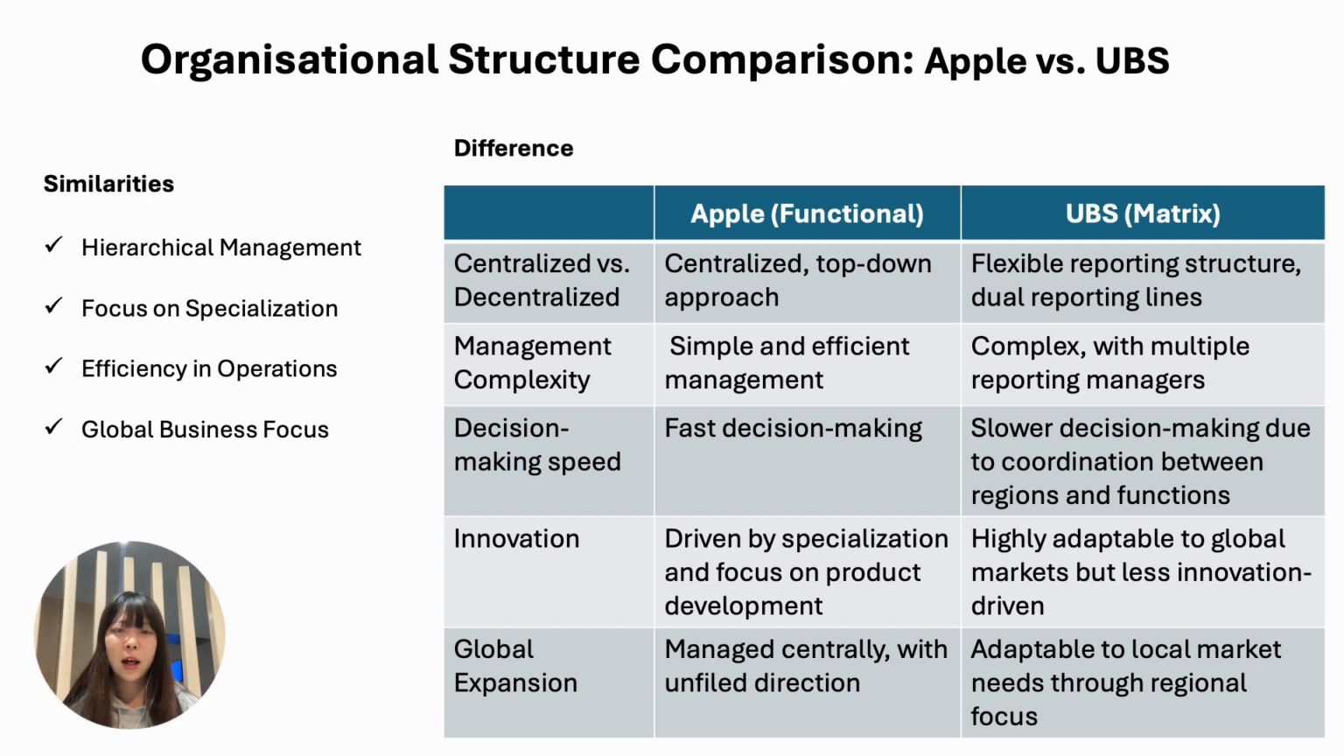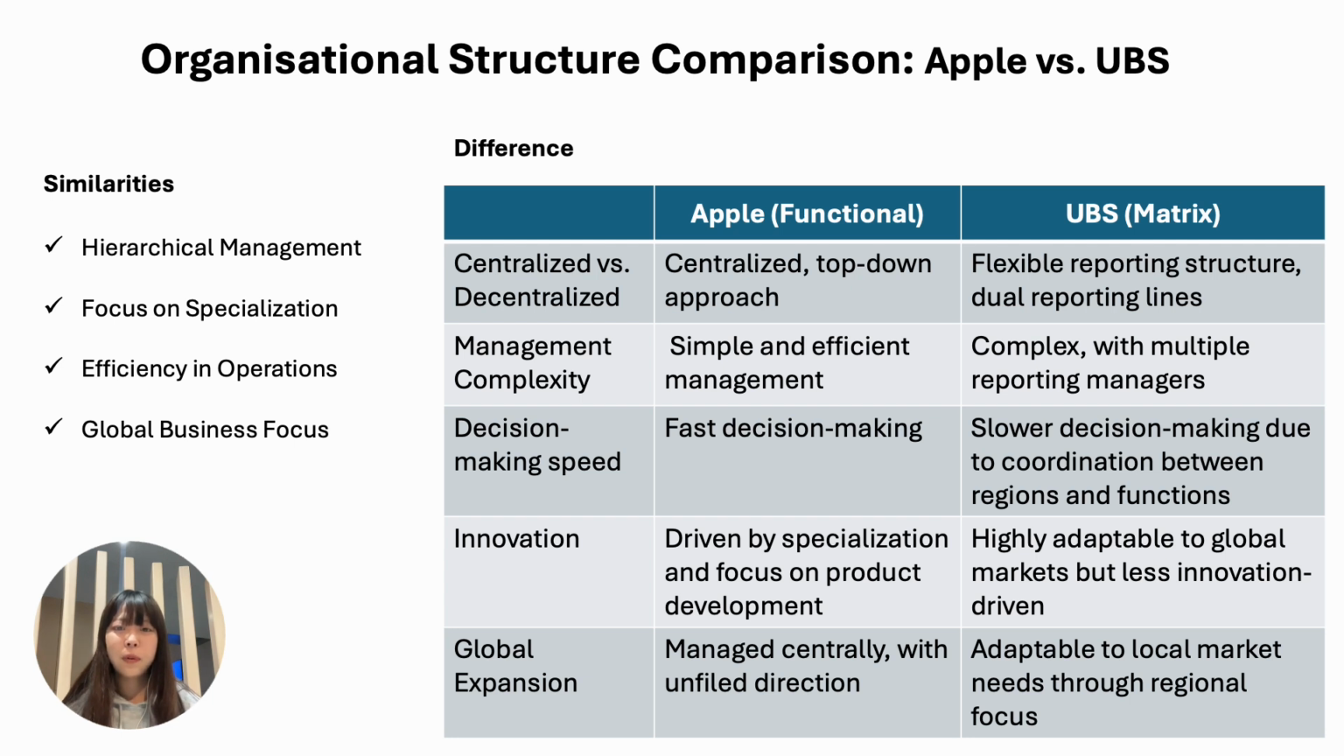At first, Apple is centralized, meaning decisions come from the top and move down the chain. This helps Apple make quick, focused decisions. On the other hand, UBS has a dual reporting system where employees report to both a functional and a regional manager. This gives UBS flexibility, but it can slow decision making.